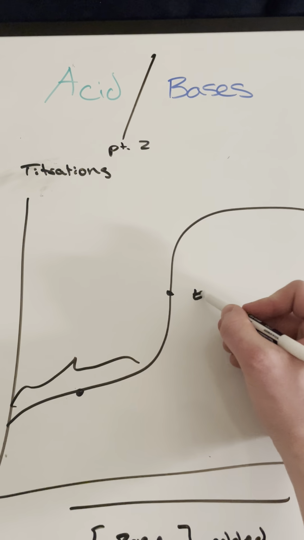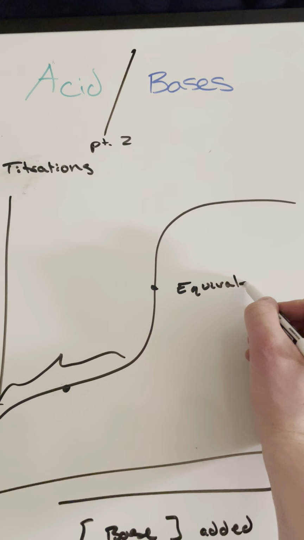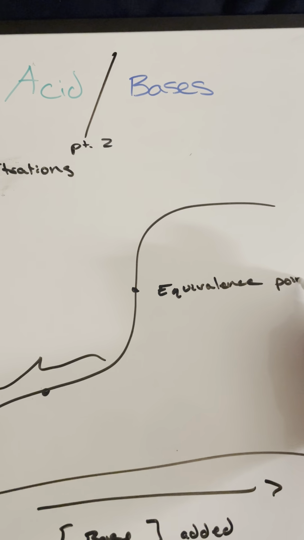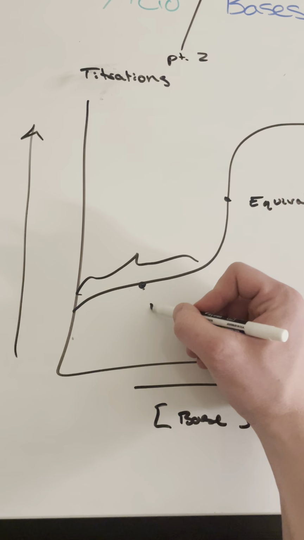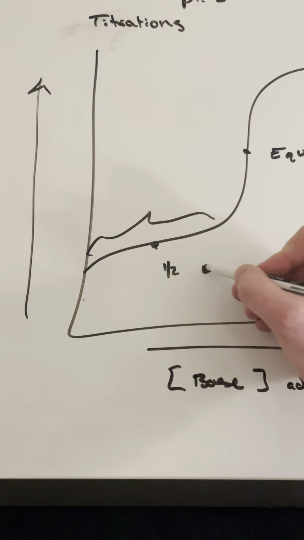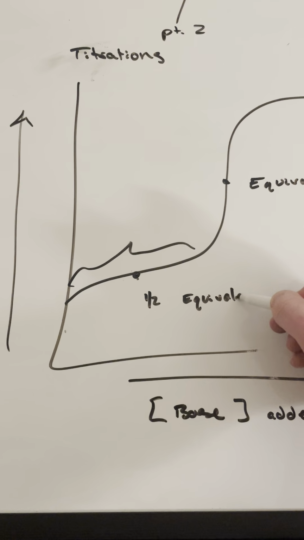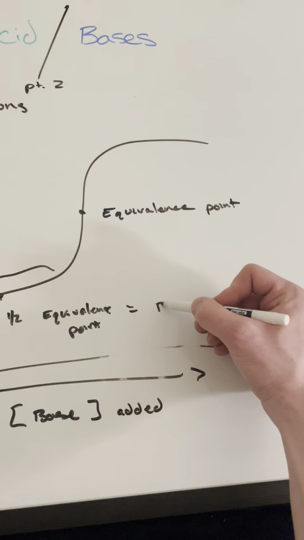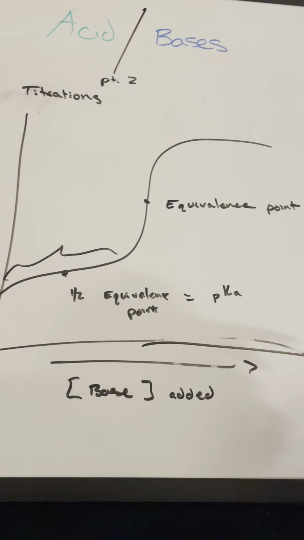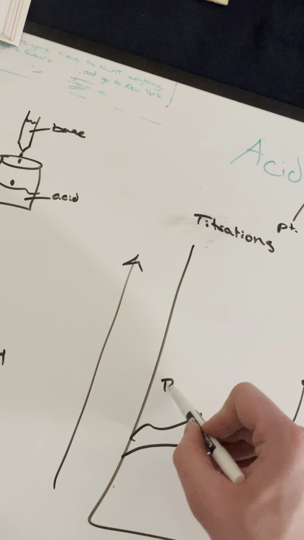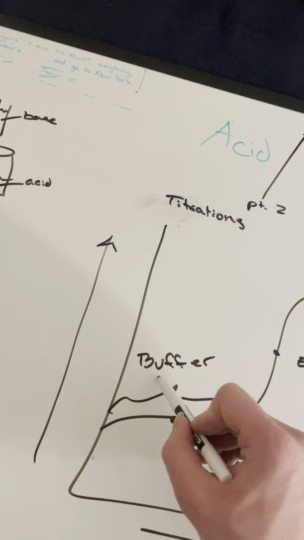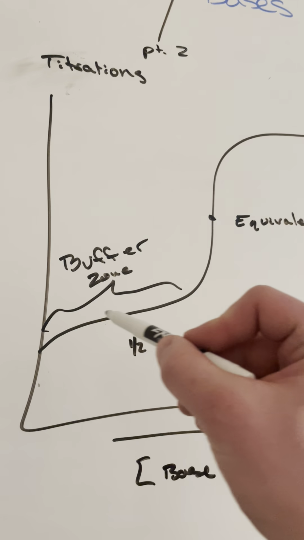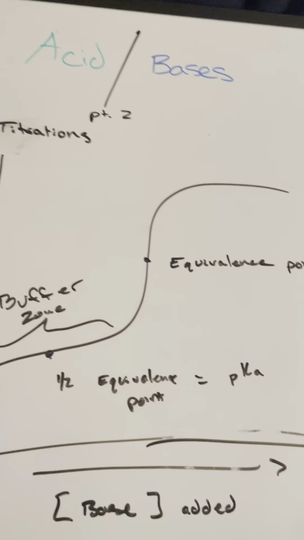This right here is going to be the equivalence point. This is going to be the half equivalence point. And this is going to be the pKa, right? And then this little section is going to be the buffer zone. Okay? And the buffer zone, because it's going to resist the change in the pH when you're adding the base. But then it'll get out of it and it'll shoot right on up there.